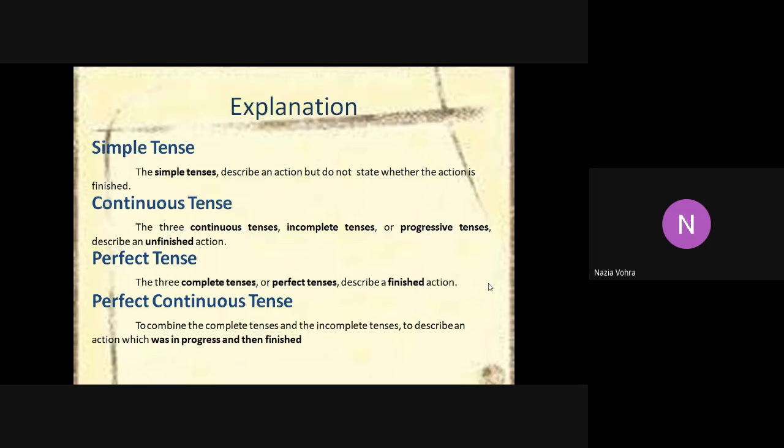Okay, we use the simple tense for a regular activity, something we do every day. I go to college every day, or I go to university every day. So it is a regular activity and we do it every day. Got it?